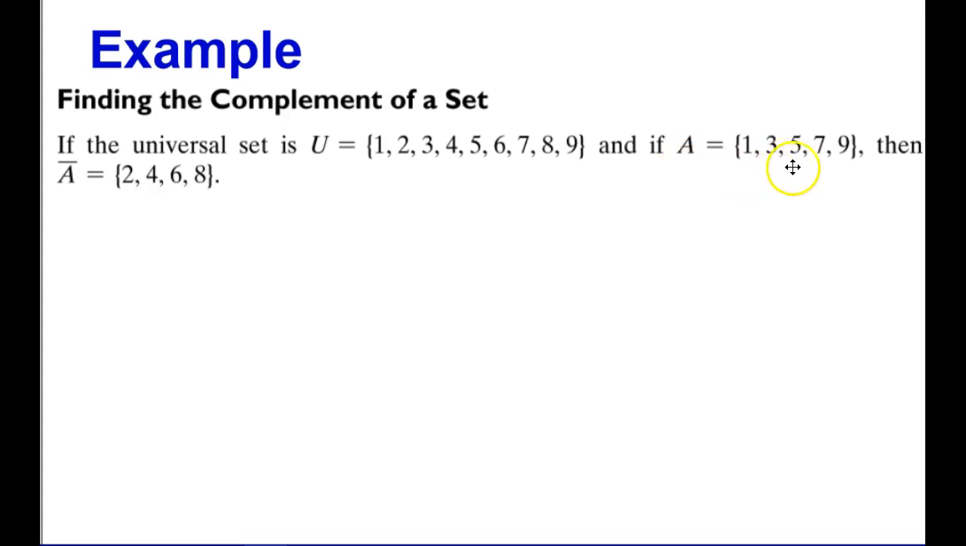So if A is 1, 3, 5, 7, 9, then the complement of A, the stuff that's not included in A, would be 2, 4, 6, 8. So I'm using all of the numbers in my universal set, and whatever's not in A will go in the complement of A.